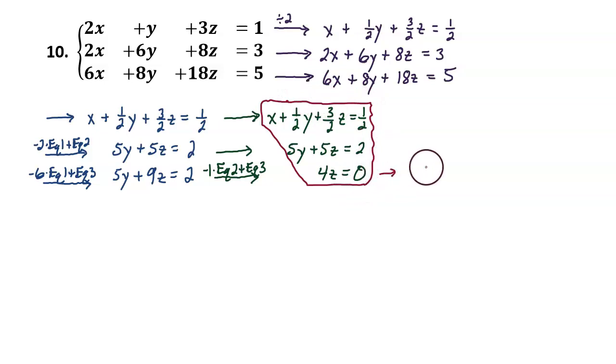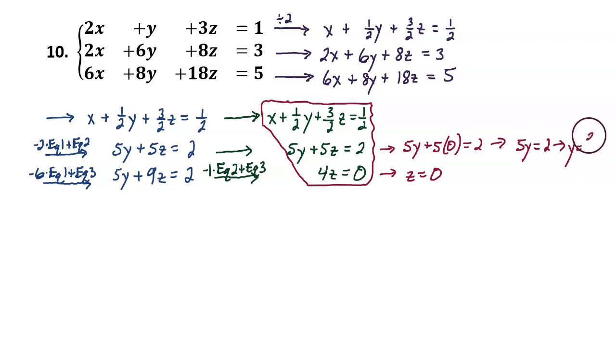In the last equation, we can solve to discover that z is 0. And now start doing back substitution. So in the second equation, we have 5y plus 5 times 0 is equal to 2. Therefore, 5y is equal to 2. So y is equal to 2/5.